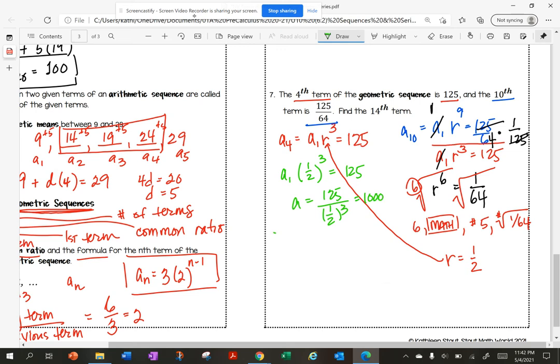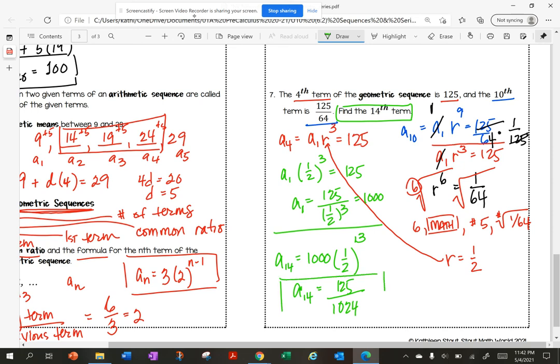So now what I'm trying to do is find the 14th term. So my 14th term is my first term, which is 1000, times the common ratio, which is 1/2, raised to the 14 minus 1, which is the 13th power. So this is raising 1/2 to the 13th power. So we usually show this as a fraction. So this is 125 divided by 1024. So don't show it as a decimal, show it as a fraction. So do math, enter, enter.